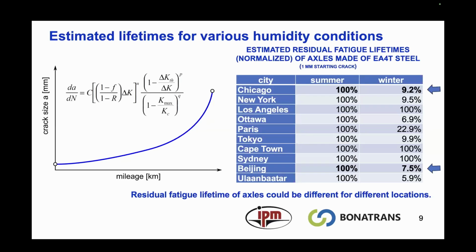So we calculated the lifetime by our procedure for summer conditions. Summer is the reference value, 100% of lifetime, and for winter conditions you can see an important decrease of the residual fatigue lifetime of the axle for cities where there is cold weather during winter, for Chicago or for Beijing as well. So the decrease is important. The lifetime is more than 10 times lower than under summer conditions.